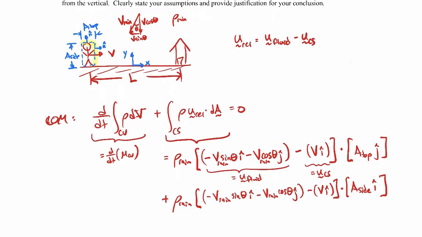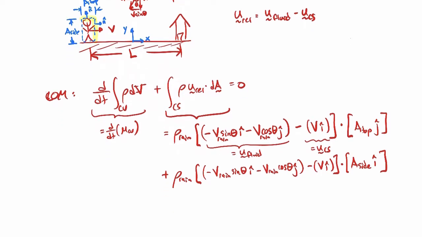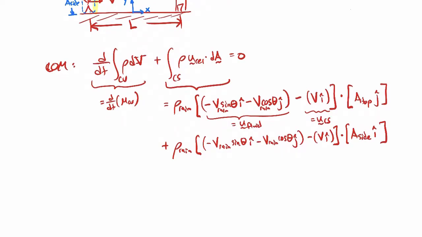All right, and again, we're ignoring what's happening at the bottom of the control volume. There are no puddles. We don't worry about what's happening on the front and back faces because there's no swirling of the rain, we're assuming. All right, so now let's evaluate our conservation of mass statement.